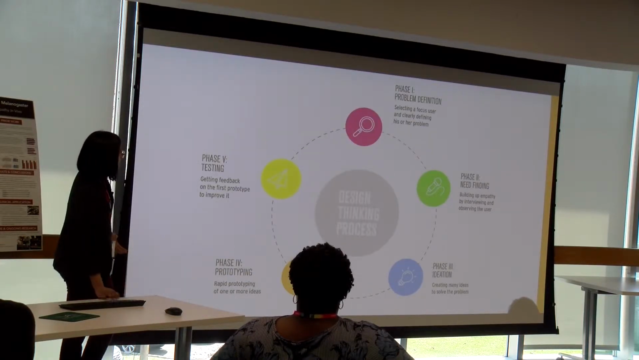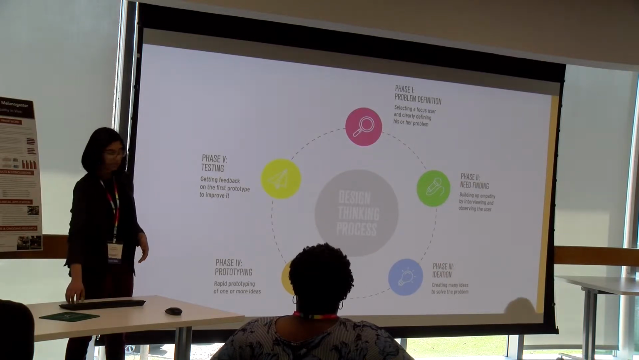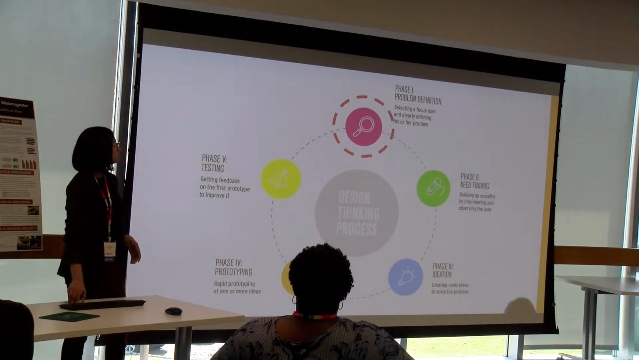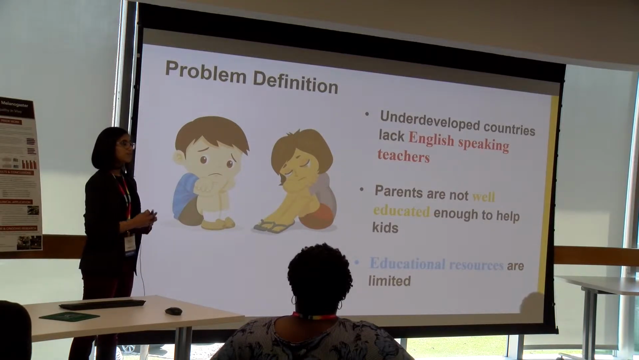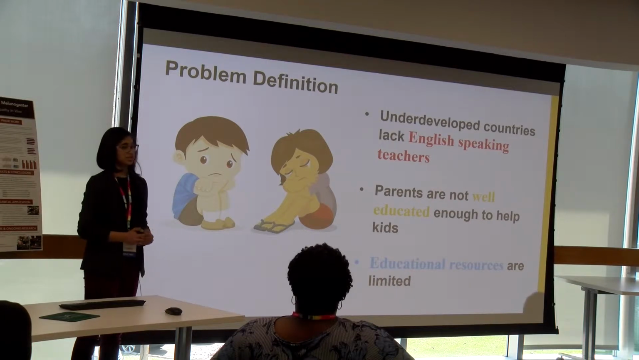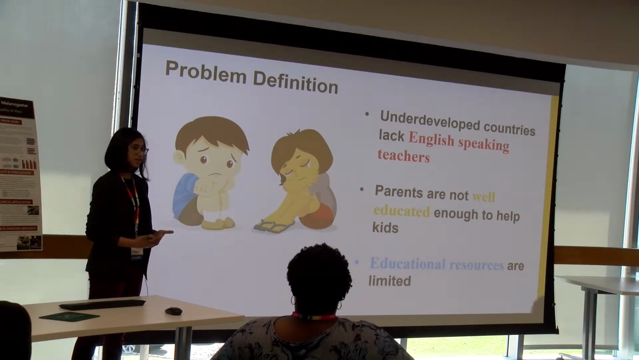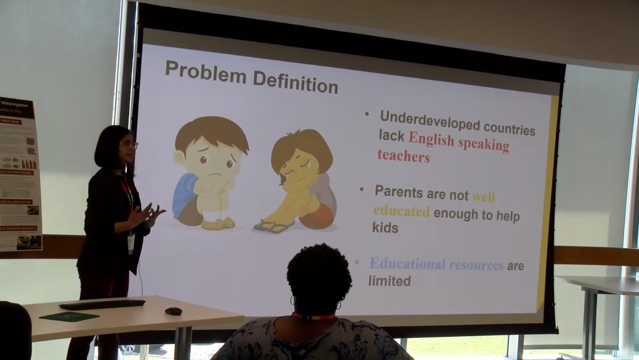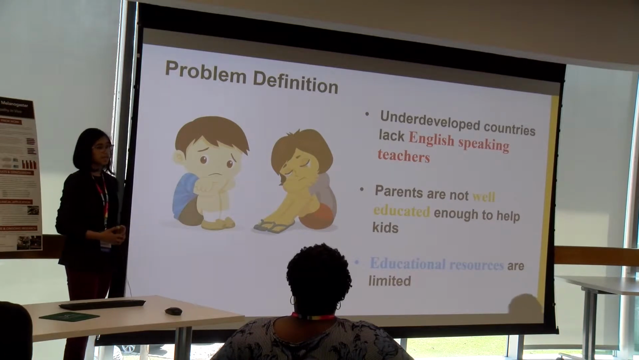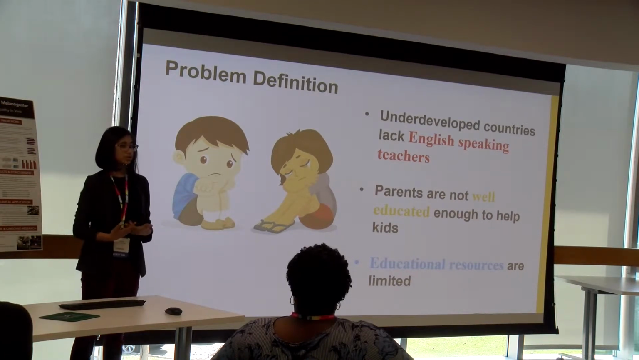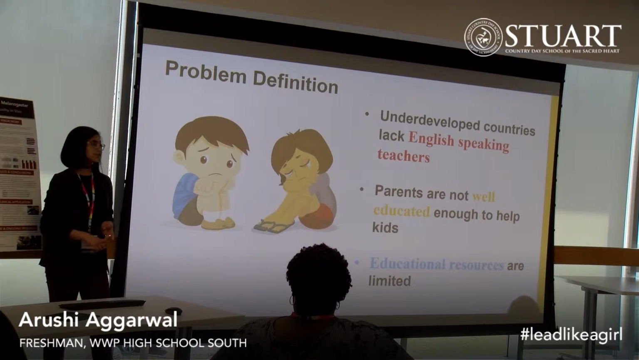Now, before we get started, I want to talk about the process that I'll be going through, which is the design thinking process. The first step I'll be taking is the problem definition. So what's the challenge? Overall, in so many underdeveloped countries, there's a lack of English-speaking teachers. Students do get proper education, but that doesn't mean they get the best possible education, because the teachers there are lacking the material to teach the students. In addition, parents are not educated enough in English to help their kids with their school assignments. On top of that, educational resources like textbooks and study materials are extremely limited.